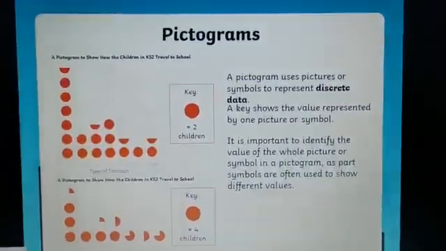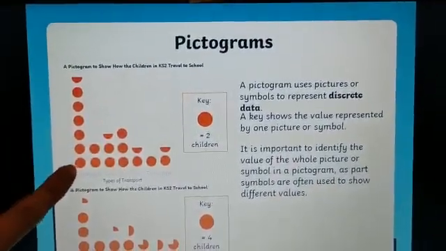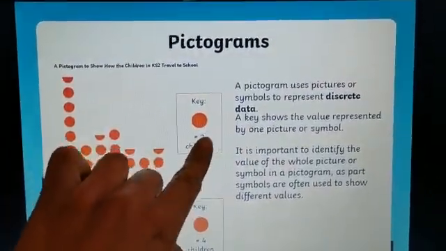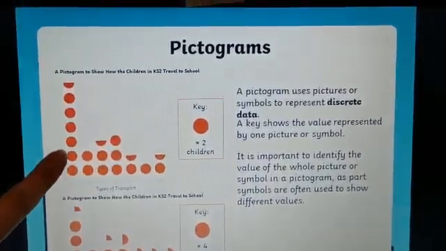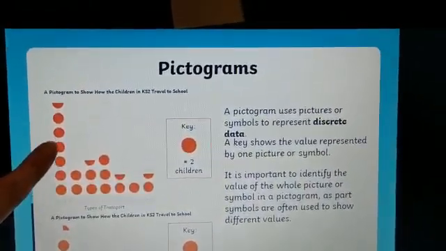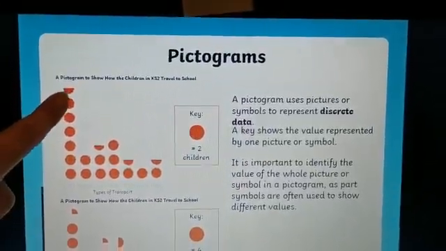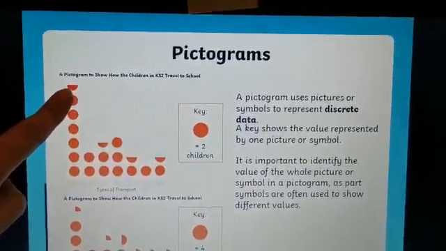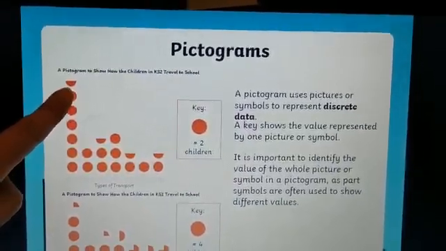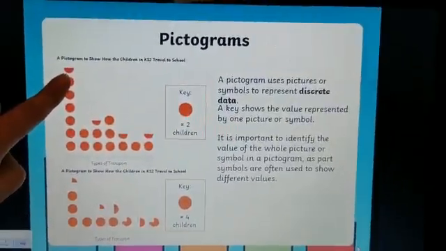Let's have a look at these part symbols then. If I looked at walking, so at this time counting in 2s. So 2, 4, 6, 8, 10, 12. And a half circle, which I already said was 1. So 12 add 1 equals 13.